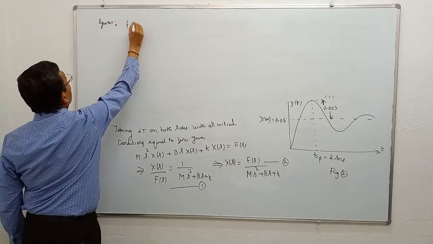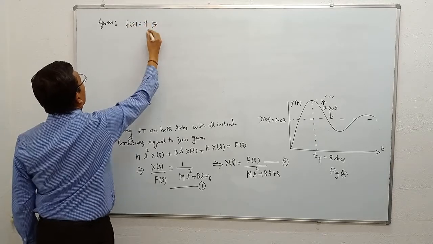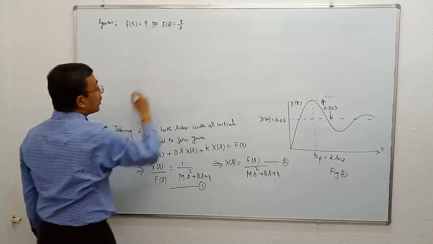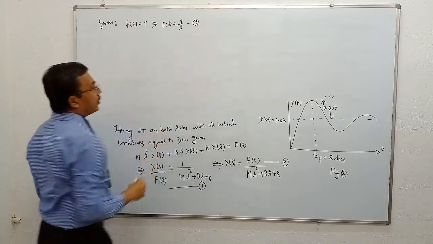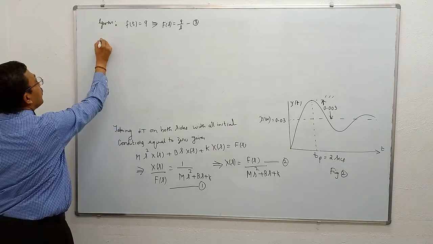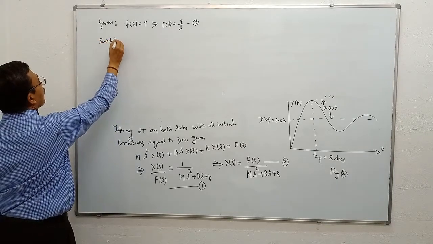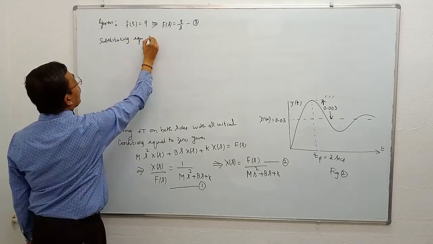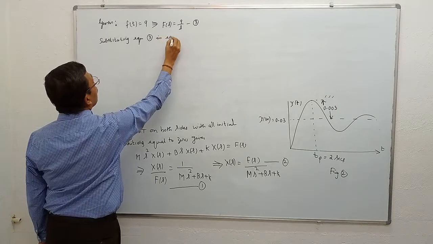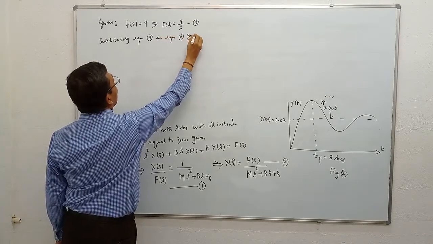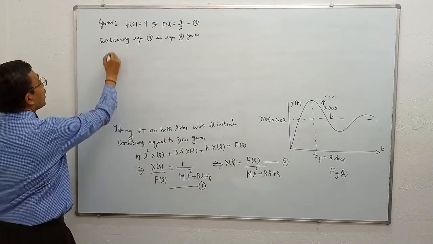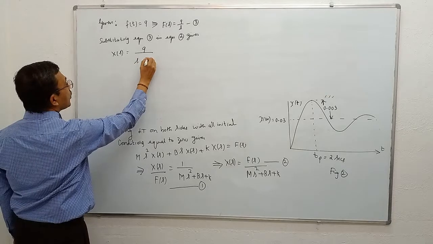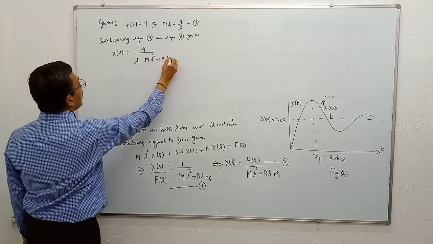Given f of t is equal to 9. Laplace transform of f of t is f of s is equal to 9 by s. Call this as equation 3. Substituting equation 3 in equation 2 gives x of s is equal to 9 divided by s into ms square plus bs plus k.